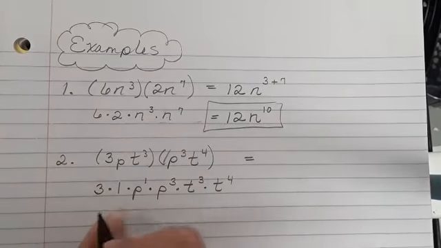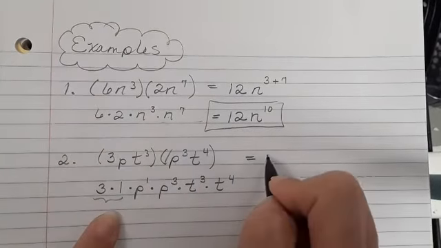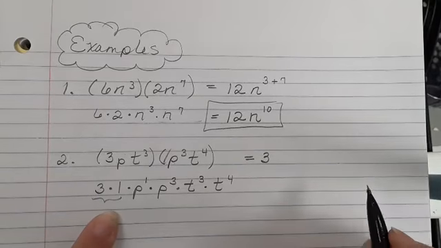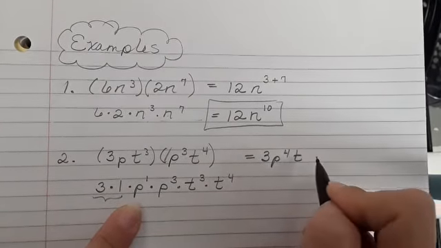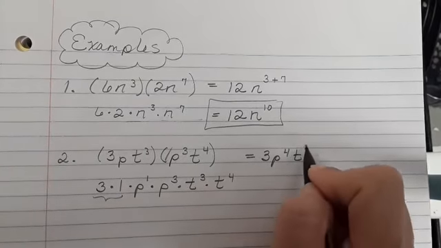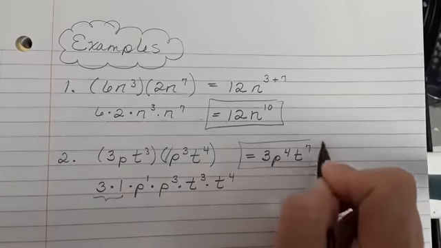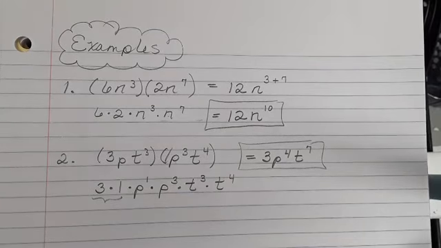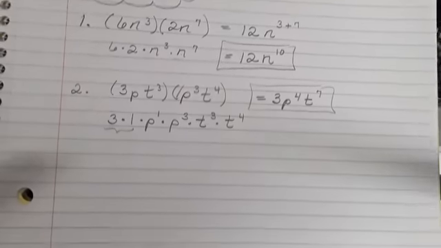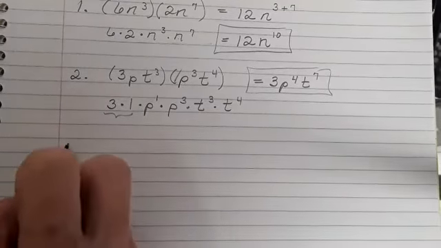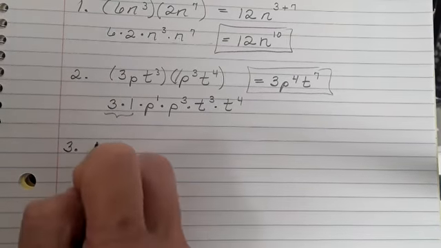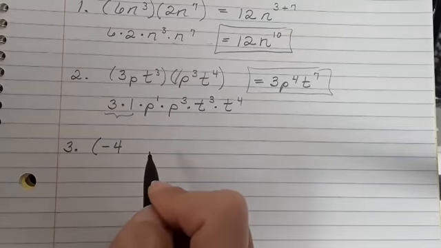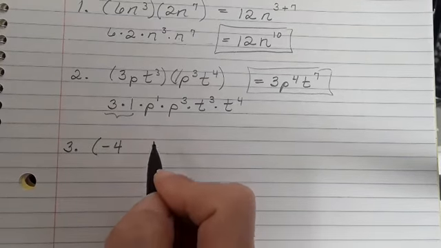So when you put all that together, your new coefficient, if you multiply, stays a 3. P is now to the 4th power, and the t, when you add your 3 and your 4, to the 7th power. All right, let's say we have something with a few more variables in it.